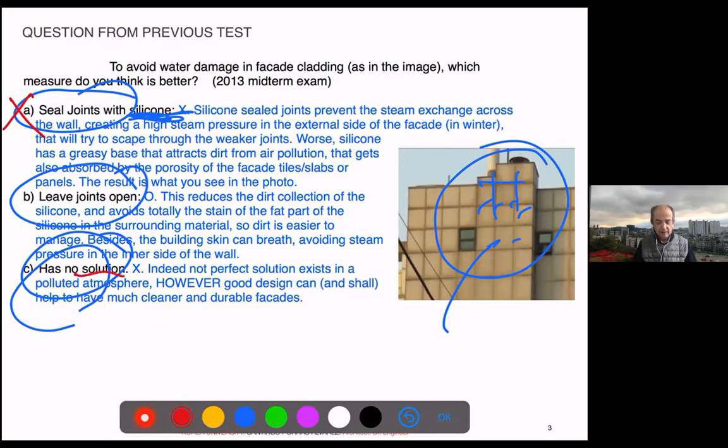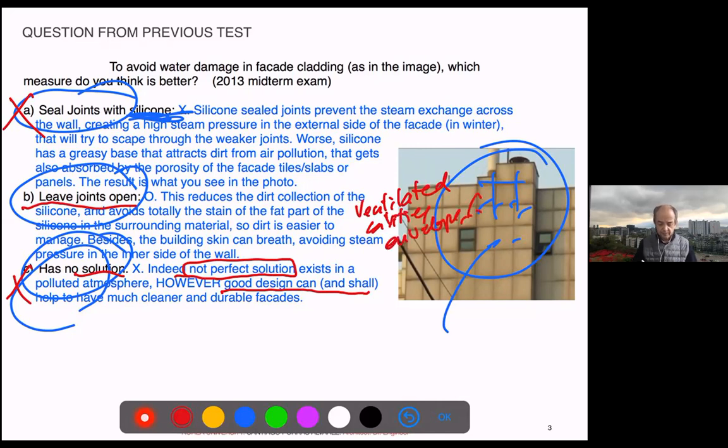No solution: of course, there is no perfect solution. We said construction is full of trade-offs, and we have to see the balance of advantages and inconveniences. But this is not an option for designers. Good design means getting the best of every problem. So nowadays, the best solution, especially in a very polluted place like Seoul, is leaving the joints open, especially with ventilated cavities. If it's not ventilated, you cannot do it. Ventilated envelopes are the best system.